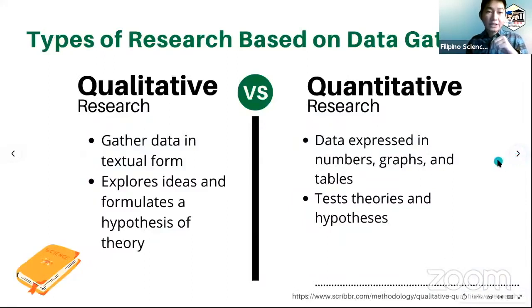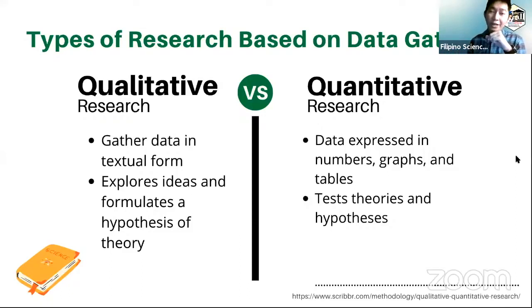Next is the types of research based on the data being gathered. We have here the two main types, which are qualitative and quantitative research. Qualitative research is very much used in the humanities or in sociology, and it gathers data in textual forms, because the data is gathered through personal interviews. Okay? And this explores ideas or formulates a hypothesis or a theory out of it.